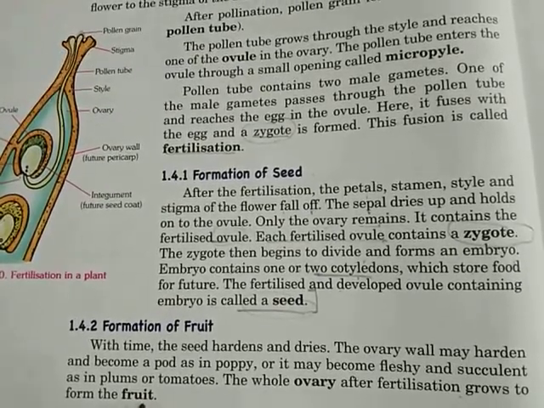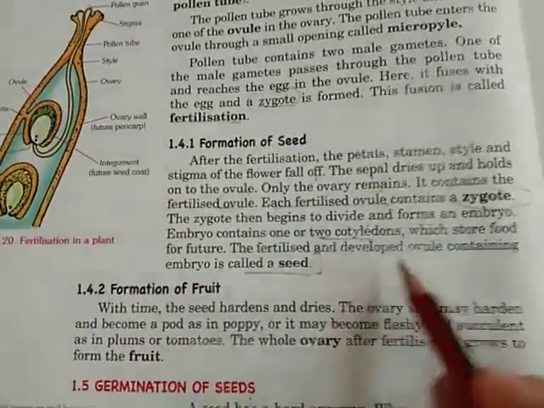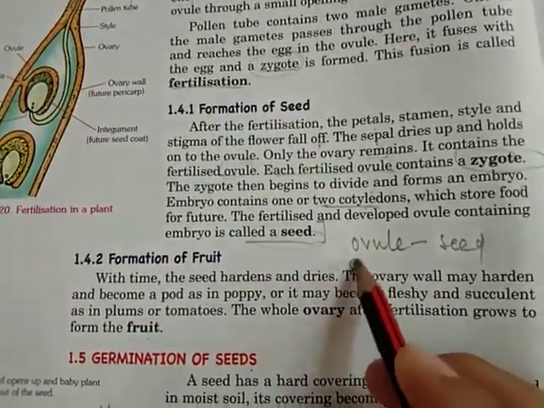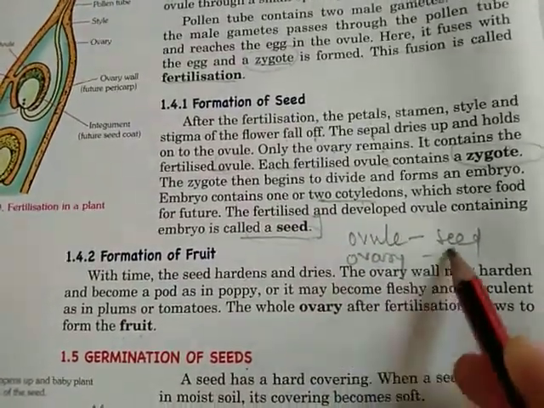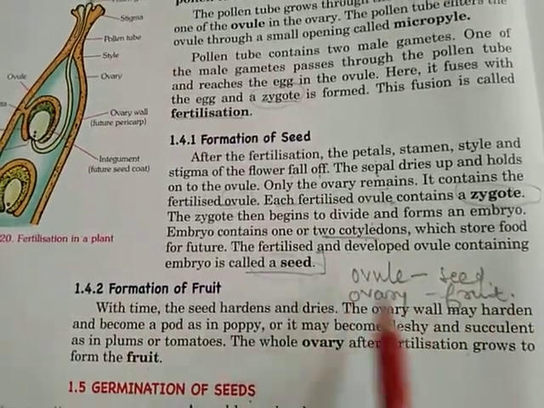So the conclusion is, after fertilization, the ovule changes into seed, and the ovary changes to fruit. So these two points you have to remember very carefully.